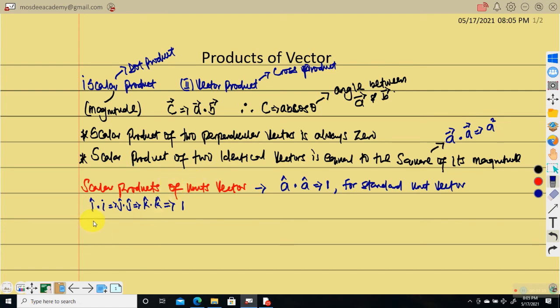For example, I'm multiplying I cap scalar product with j cap, or I'm multiplying j cap scalar product with k cap, and I'm also multiplying k cap scalar product with I cap. I'm going to have what? 0. What I'm trying to say is what I've already said here, my dear students, that perpendicular vectors are always 0, whereas the ones that are identical always give us what? For a unit vector, it is always 1. So keep this in mind, because it's going to be needed when we do two numericals in this slide.